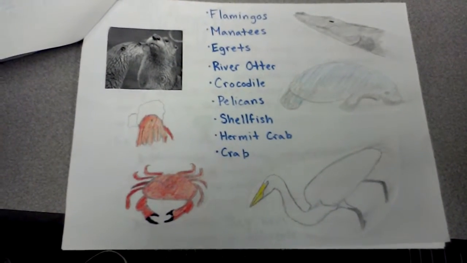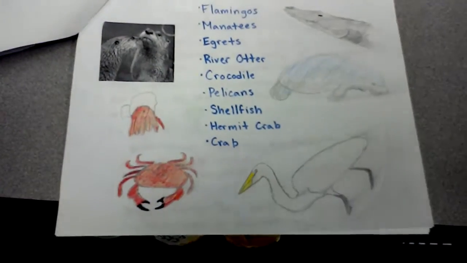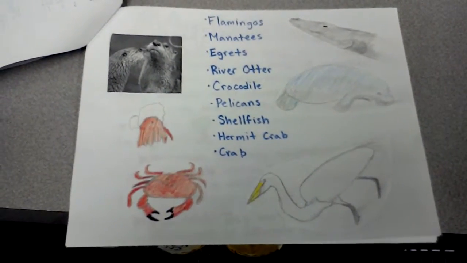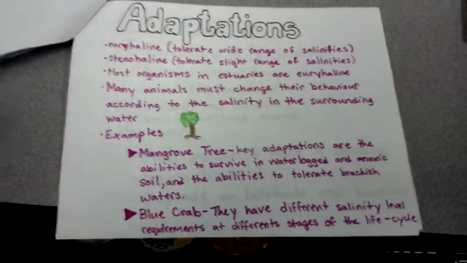Examples: flamingos, manatees, egrets, river otters, crocodiles, pelicans, shellfish, hermit crab, and then the crab, as everyone likes.